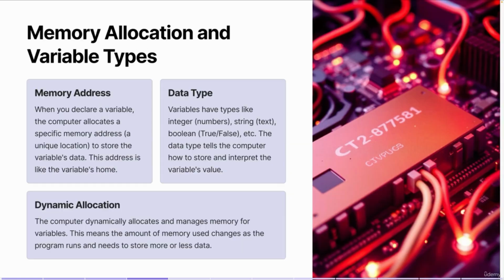Like I've said previously, whenever you declare a variable, the computer allocates a specific memory address to store the variable's data. So let's say you create a variable representing your age. That value of your age is stored specifically at a particular address on the computer. Variables have different types. So you have integers, which are numbers, you have string, and you have Boolean, whether it's true or false. The data type of a variable tells the computer how to store and interpret the value.